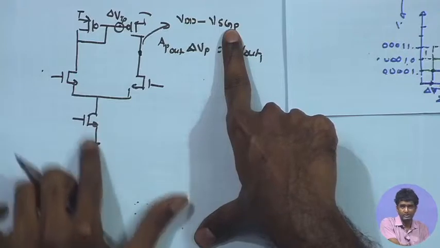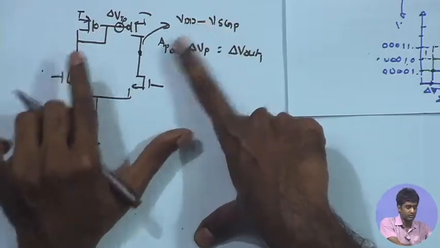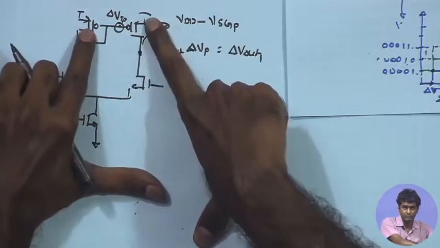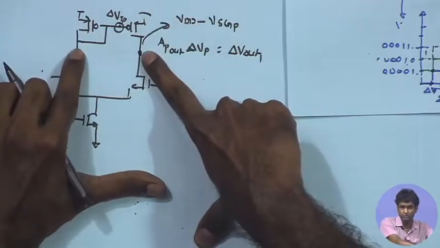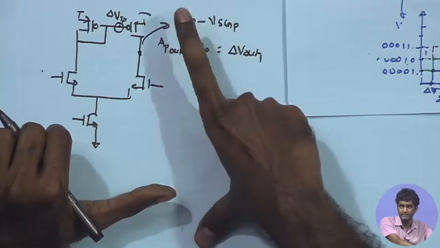So, you have a certain bias current and it is going to generate a certain VSG. Under perfectly matched condition, these two being matched, we have seen that these two drain potentials should be similar. Therefore, they will be equal to VDD minus VSGP. This is the DC potential expected.